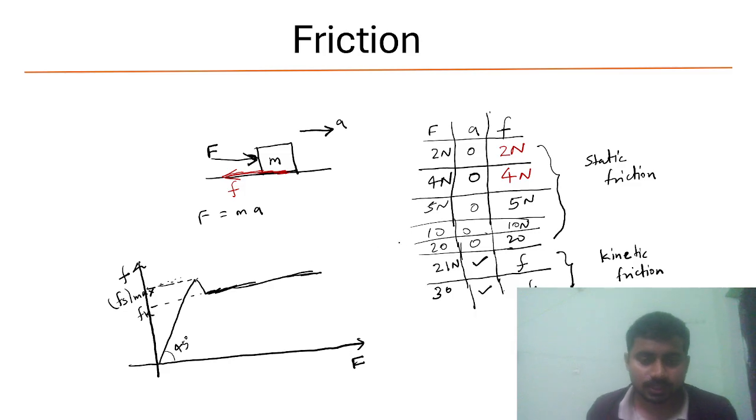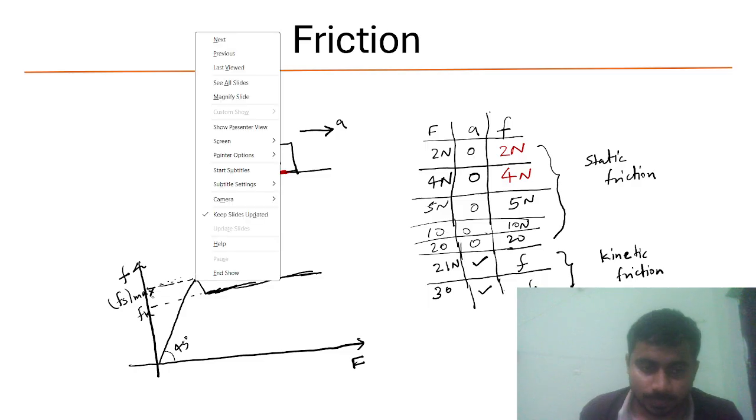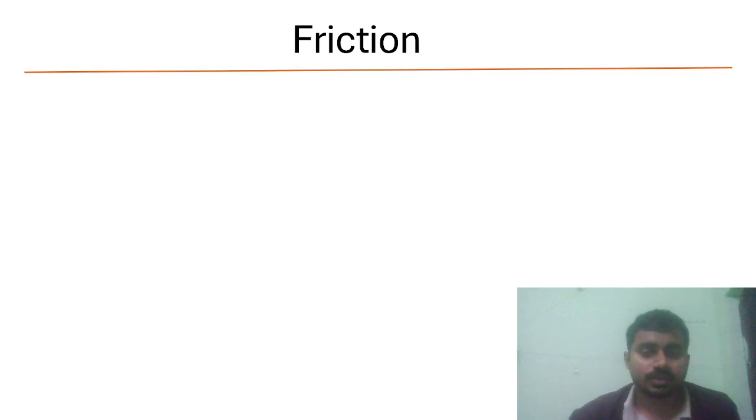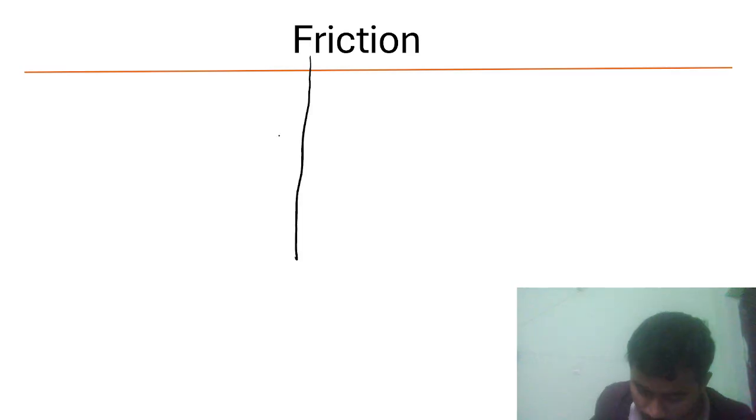So let's see the difference between static friction and kinetic friction. From the graph, it is clear that the maximum value of static friction is more than the kinetic friction. Let's see the difference between these two more clearly.